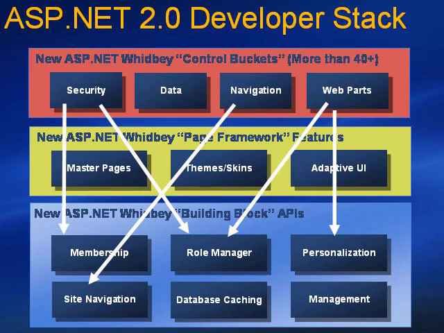We're introducing a whole bunch more data controls to make data access much easier, both for binding directly to databases as well as specifically binding to a middle tier business object layer. We're introducing navigation controls, things like tree views, menus, breadcrumb controls that enable you to build navigation across a site much easier. And last, but probably from a usage perspective, most spectacularly, we're introducing what we call web parts directly into ASP.NET. Web parts shipped about a week ago as part of Windows SharePoint Services and SharePoint Portal Server as part of Office 11.